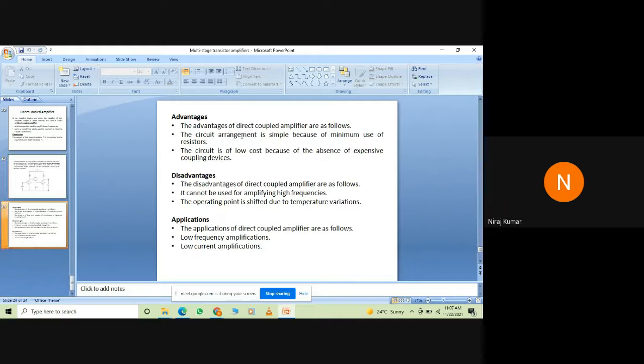Advantages: the direct coupled amplifier is simple because of minimum use of resistors. It has low cost because no expensive coupling devices are used. Drawbacks are there. It cannot be used for amplifying high frequencies, and its operating point is shifted due to temperature variation. There is no coupling there. The major drawback of this particular direct coupled amplifier is that the operating point is shifted due to temperature variation.